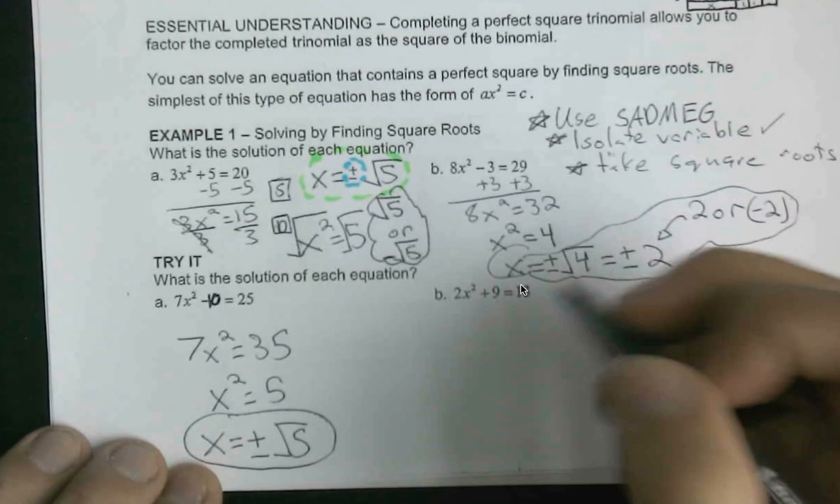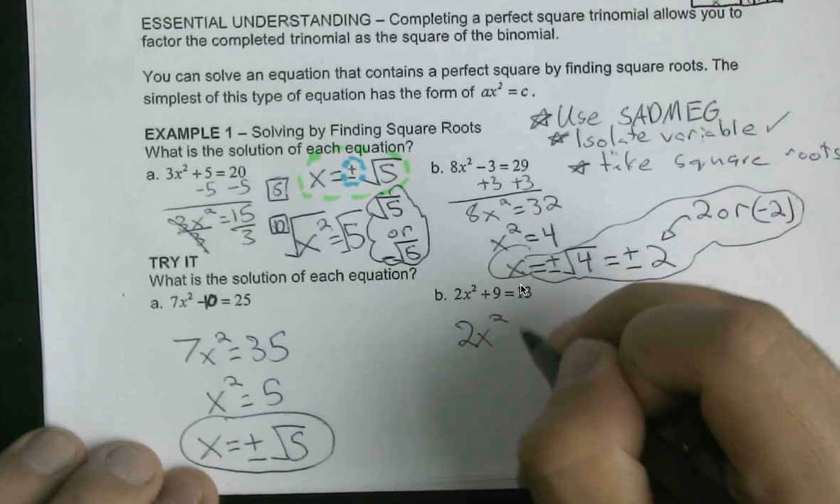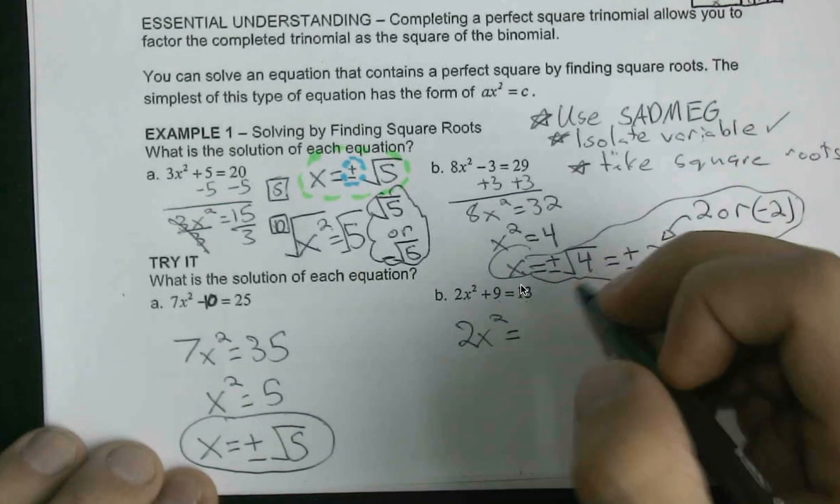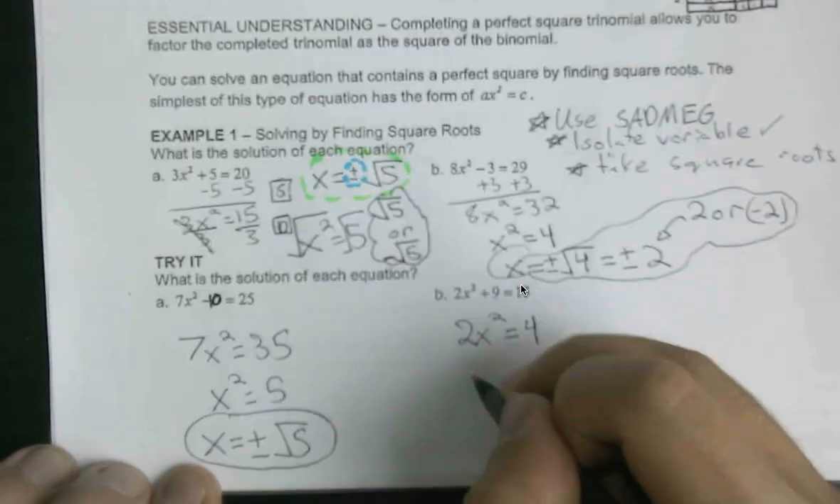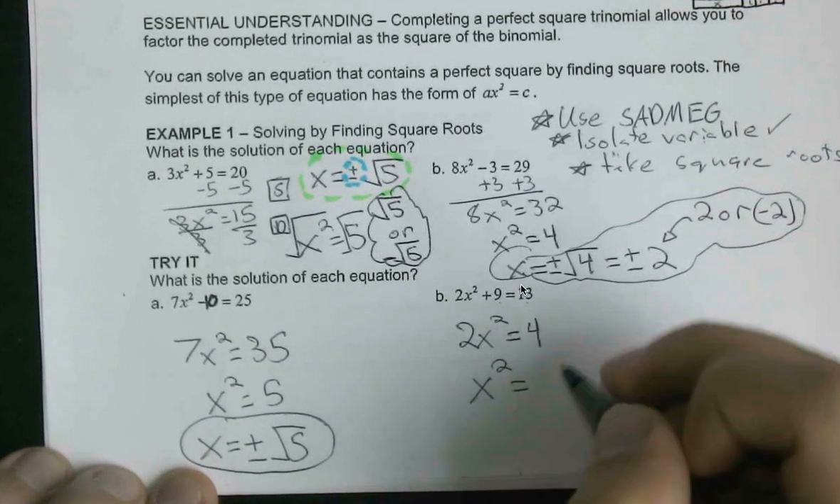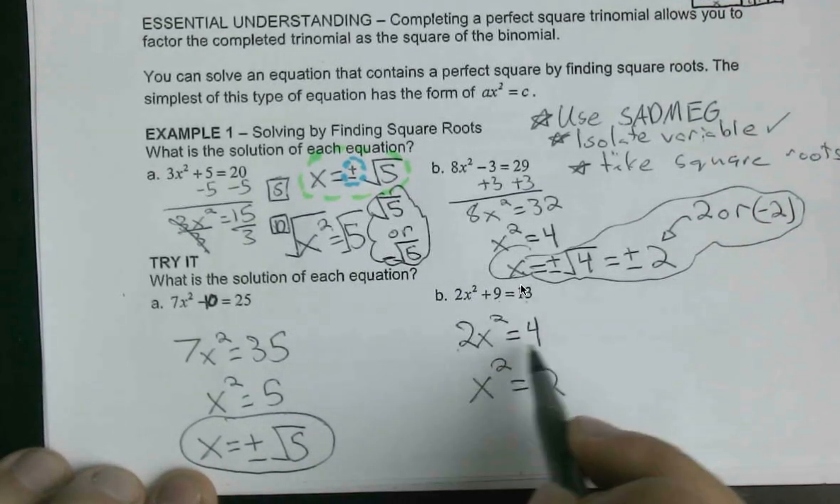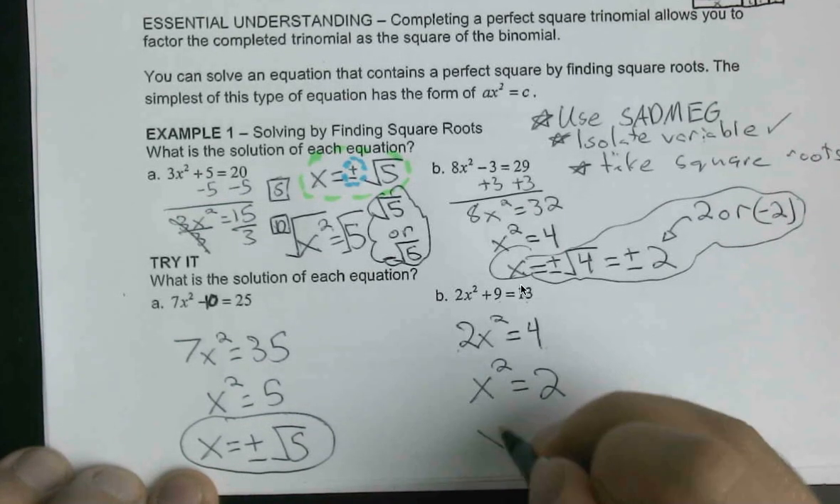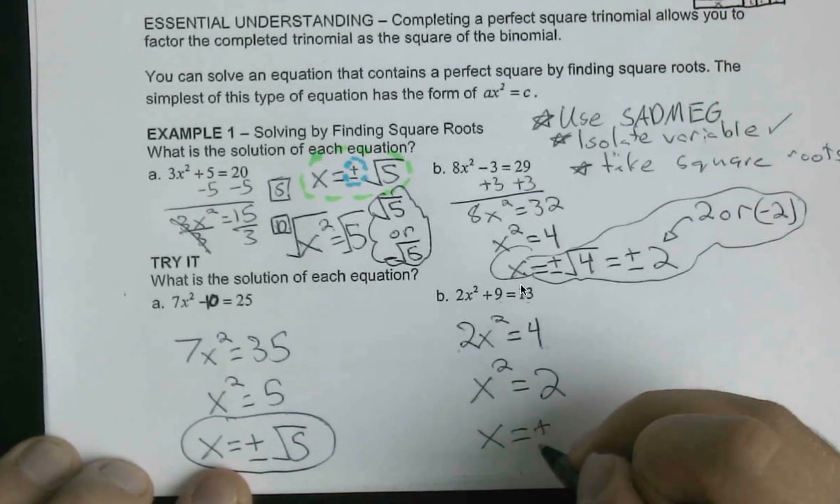Kind of going quickly with these. So we have 2x squared. Getting rid of 9 on both sides leaves us with 4. x squared is now equal to 2 because we divided both sides by 2. x is now going to be equal to plus or minus the square root of 2.